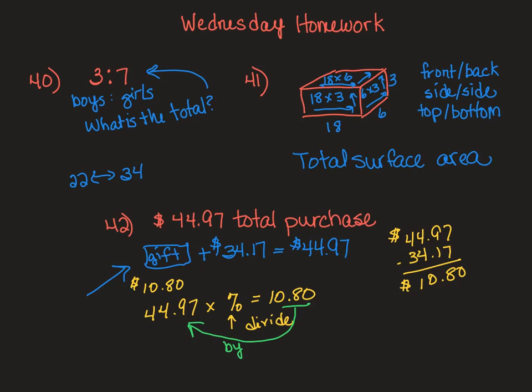I could also set this up as a fraction, and I could say $10.80 is what part of the total 44.97. And if your brain works like that, you would also divide and find the percent. Okay, you'll get a decimal, right? You're going to divide. You'll get a decimal, and then the decimal times 100 would equal the percent. And that's all you need. Good job.